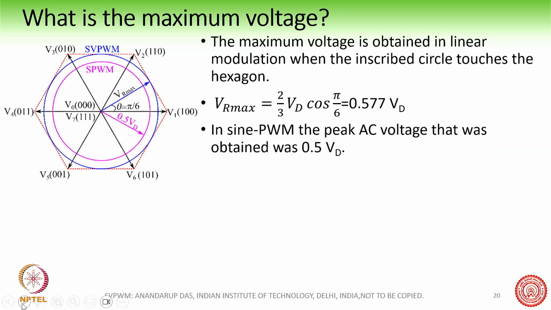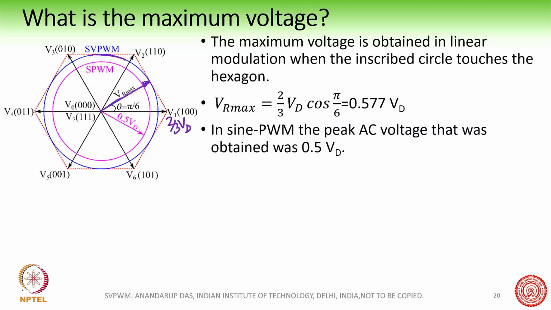Now, what is the maximum voltage obtained in space vector PWM? This is where the benefit of space vector PWM becomes apparent. So what is the maximum voltage that we can get? We get it when the radius corresponds to the maximum inscribed circle inside the hexagon. And what is the radius of this inscribed circle? Because this value is 2/3 VD.